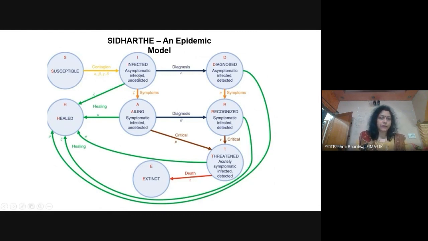Susceptible, infected, diagnosed, healed. Then from healed, you have symptomatically infected and asymptomatic or recognized ones, then the threatened one, or the extinct. And this is the complete model, which required a lot of calculations. Now we are working on the vaccination model, which is an RD2 model.